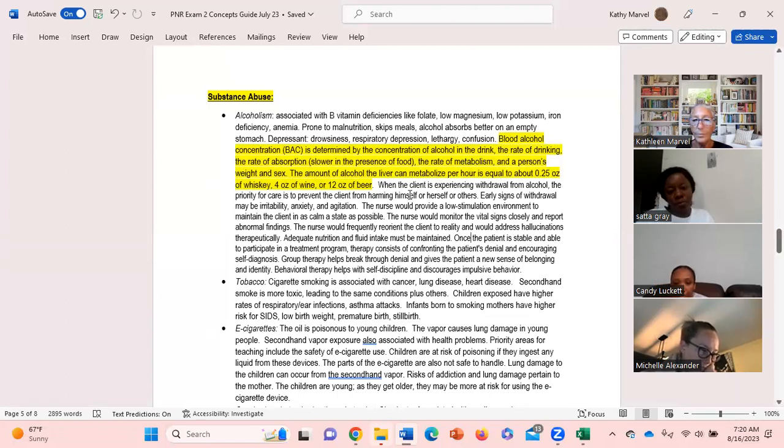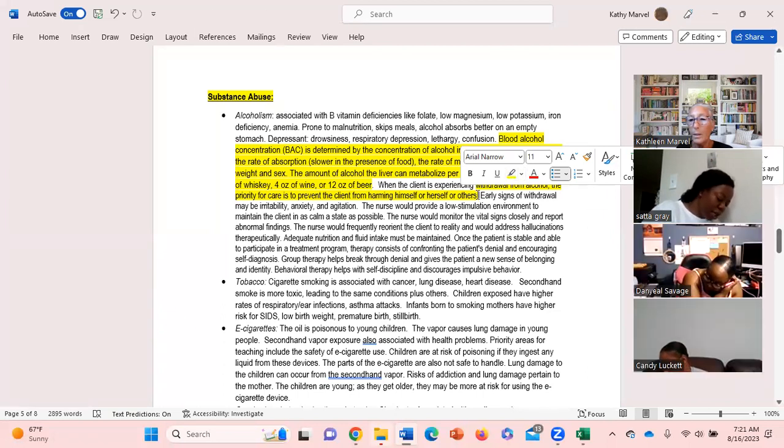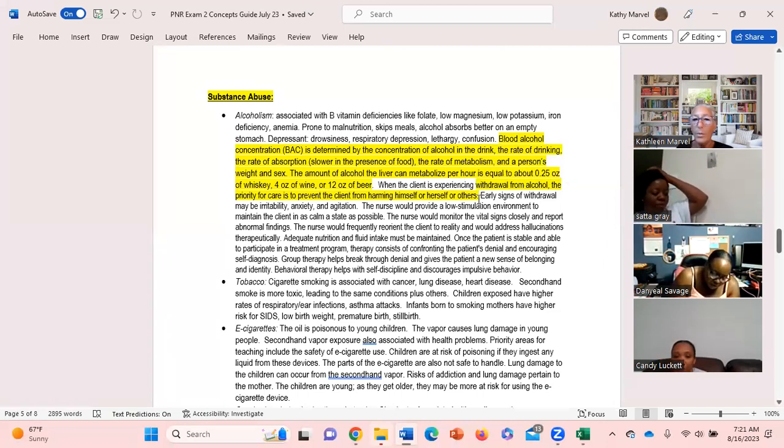Okay. Then I want you to know about withdrawal. That's in here. What is it? What might your client present with? Obviously, the priority is to prevent him or her from hurting themselves or others, correct? What are some early signs of withdrawal? Irritability, anxiety, agitation. Yeah, early signs: irritability, anxiety, agitation.